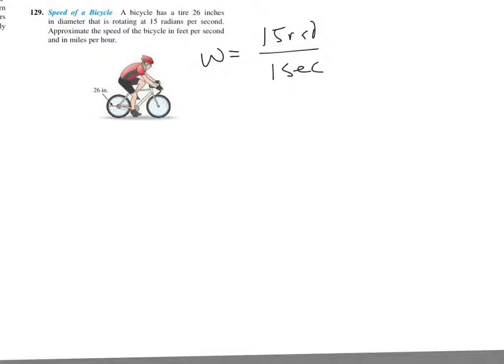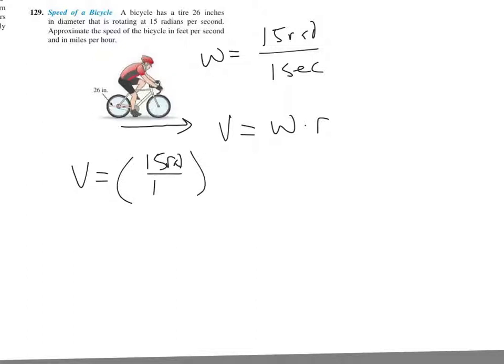That is angular velocity. Now there's another formula for linear speed, that is the distance or rate going forward. Linear speed is angular velocity times the radius of the wheel driving it. So in this case, linear velocity is simply 15 radians in 1 second times the radius of the wheel.